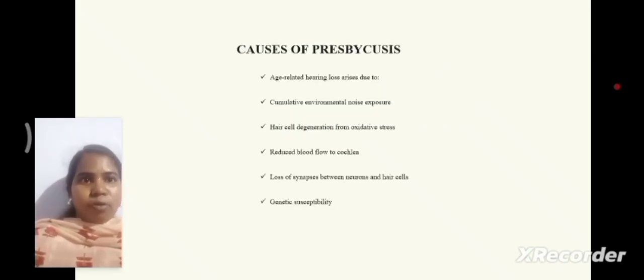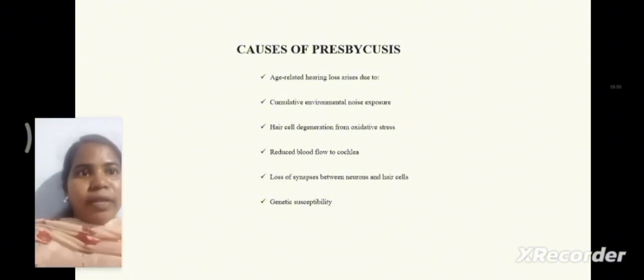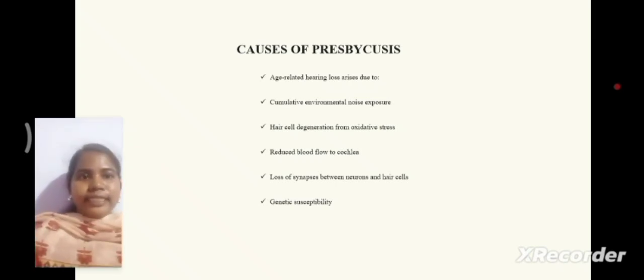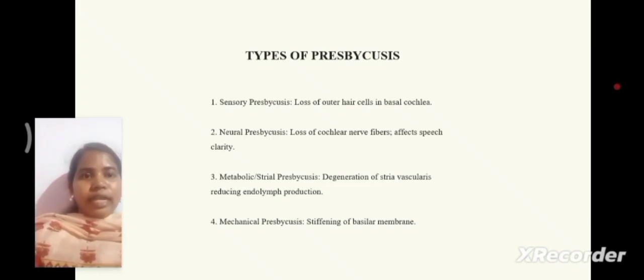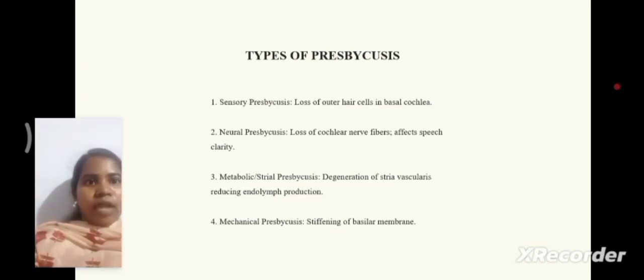Next, causes of presbycusis. Age-related hearing loss arises due to cumulative environmental noise exposure and hair cell degeneration from oxidative stress. The types of presbycusis are sensory, neural, metabolic, and mechanical.